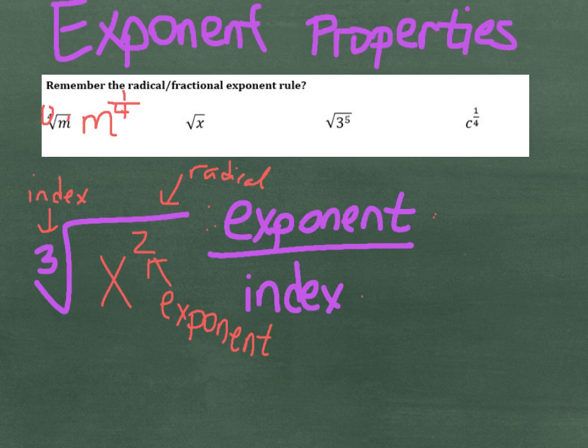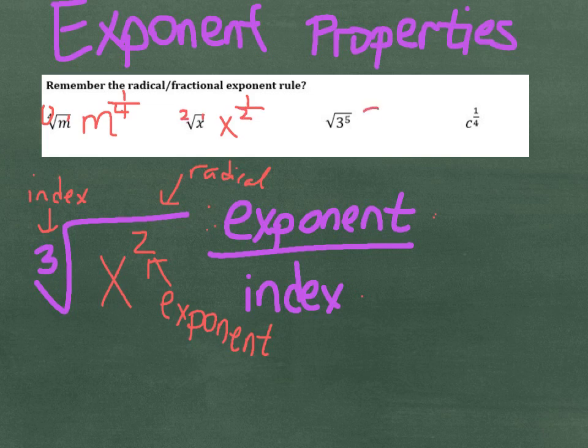Second example, again, the x does not have an exponent, so we're going to put in a 1. And then the index, I don't see an index either, but remember, this is a square root sign. That's another way to say the radical. So square root means the index is 2. So this would be x to the 1/2 power.